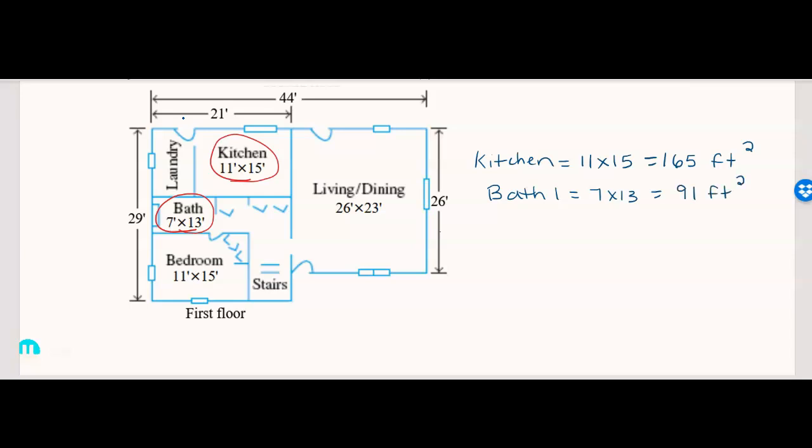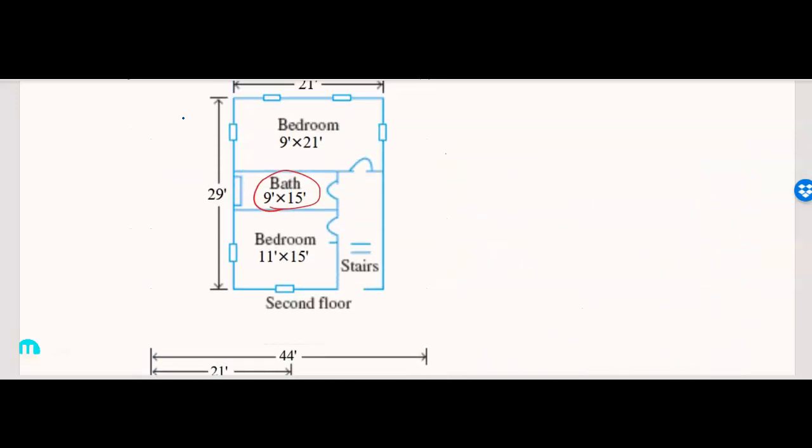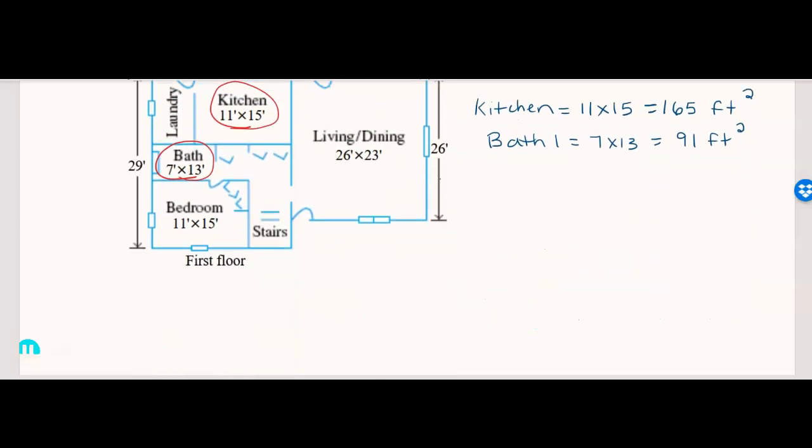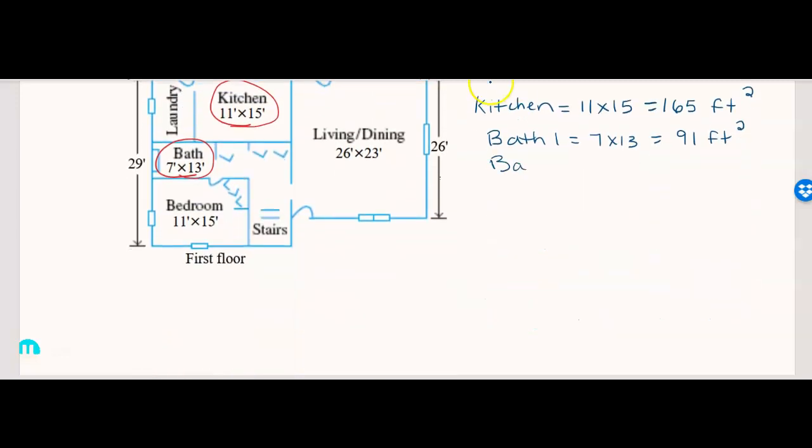Now scroll back up here. The other bathroom was 9 by 15. So let's go ahead. That would be bath 2. And so that we just said is 9 by 15. And so that would be 135 square feet.